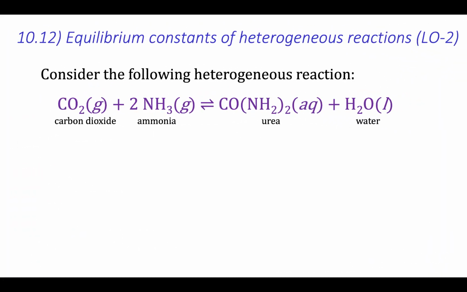So let's look at a particular reaction, specifically the reaction of carbon dioxide with ammonia to form urea and water. This is a heterogeneous reaction since it involves more than one phase. The carbon dioxide and ammonia are gases, the urea is a solute, and the water is a liquid.